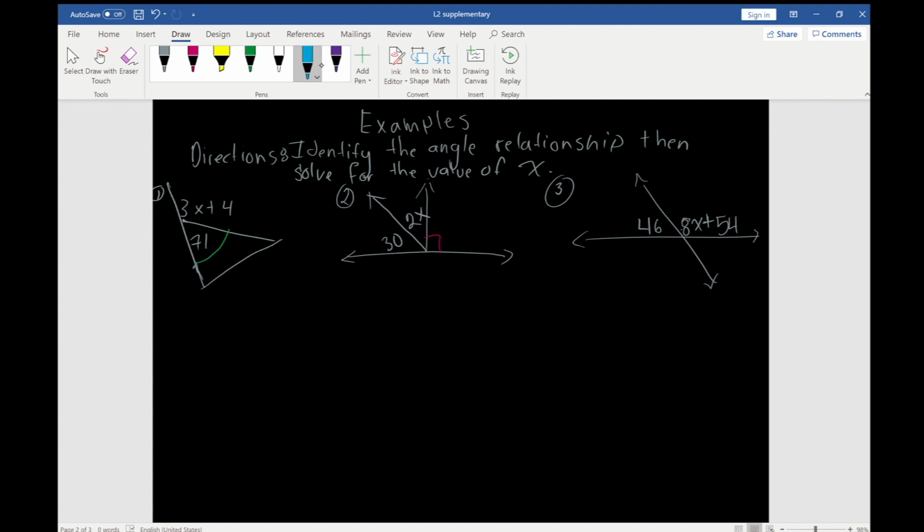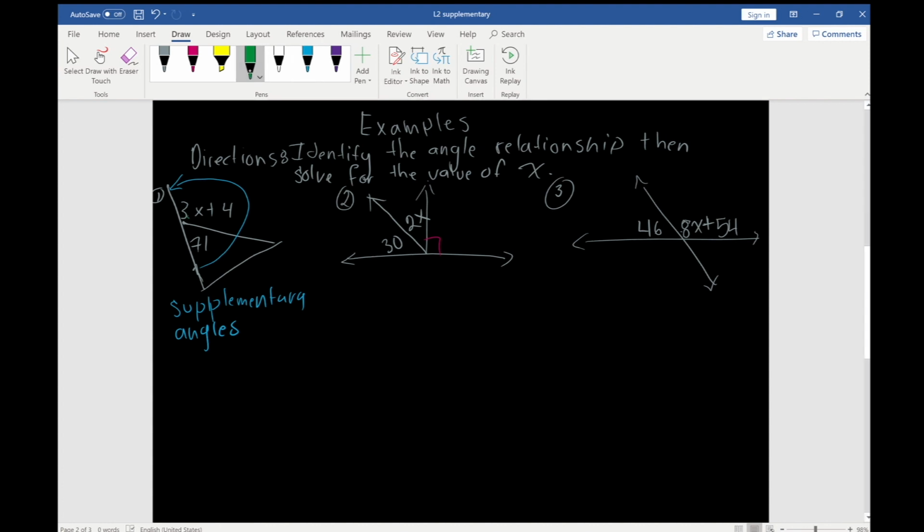Because they're making the larger angle, and the larger angle is basically a straight line, then I know that this is actually going to be supplementary angles. Now, by the definition, that means that they have to add up to 180. So let's make this one green and the second one red. So basically, this is going to be 3x plus 4 plus 71 must be equal to 180 degrees, because remember, supplementary angles add up to 180 degrees.